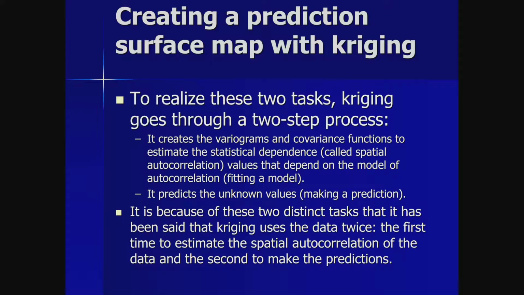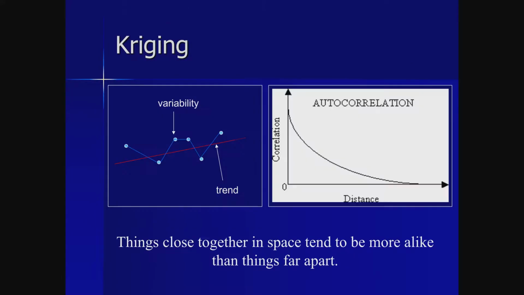One of the things it does is create variograms. A variogram is basically a model of the spatial dependence, the autocorrelation. It shows you through a diagram, which we'll talk about in a second, what the spatial autocorrelation looks like and how much there is. Basically, it uses the data twice, in those 2 ways we covered.